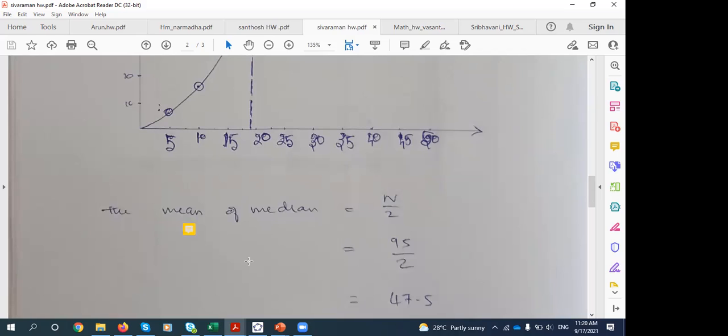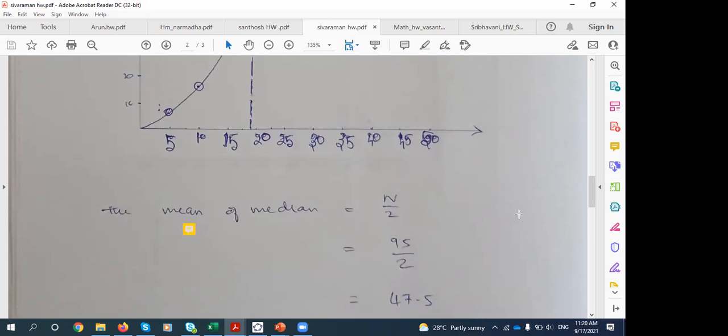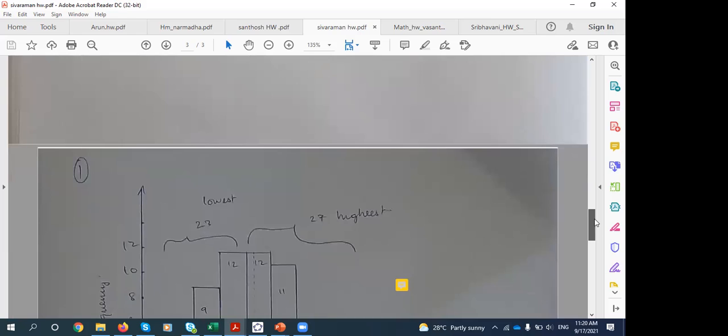And first of all, I have no idea what you mean by mean of median. Second, n by 2 is not the median. N by 2 helps you find the median. It is not necessarily the median. And in this case, it is definitely not the median. Okay. So you need to look up your understanding.